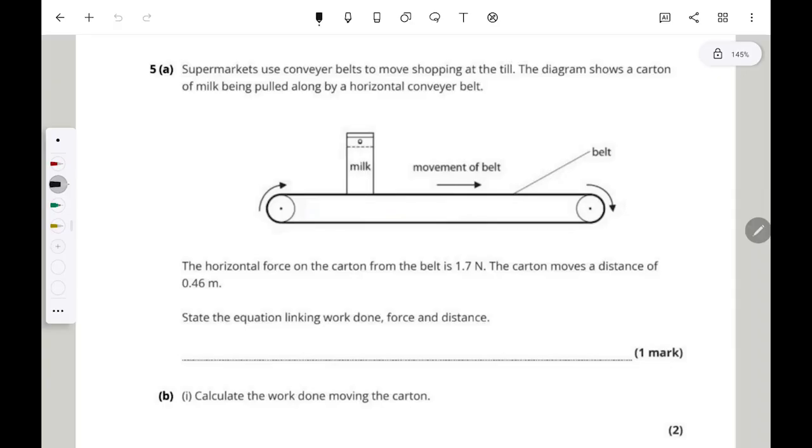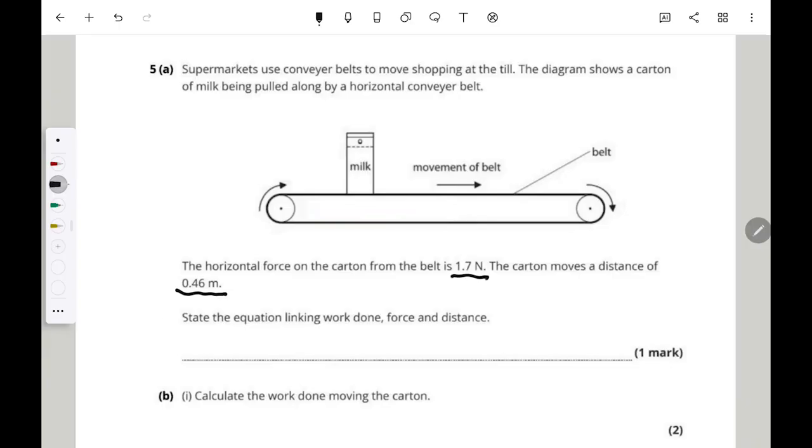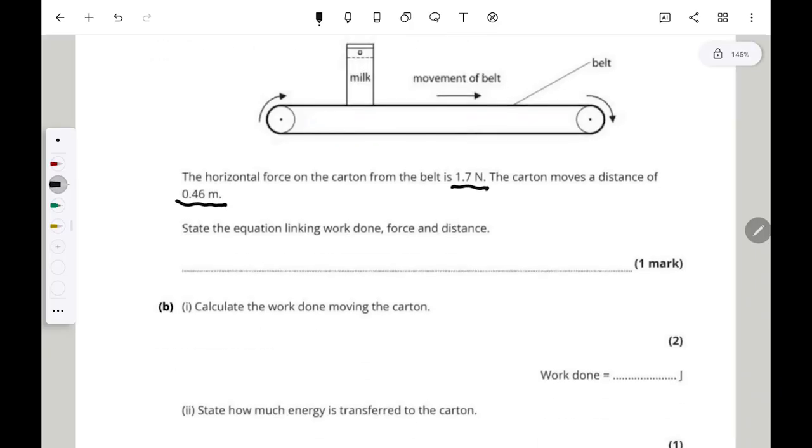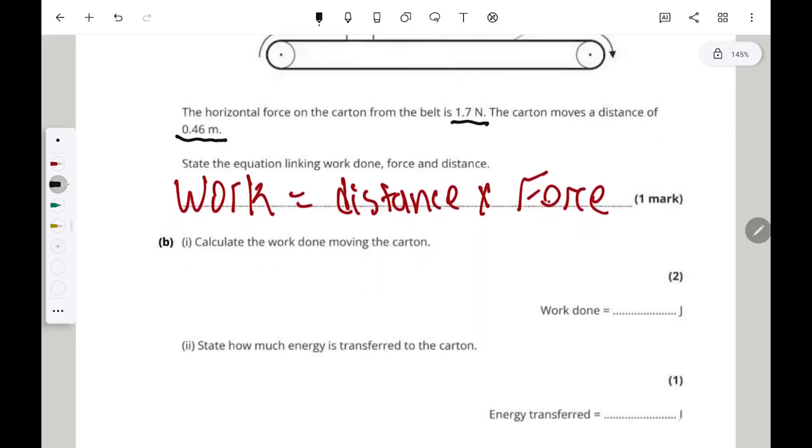We have that supermarkets use this device shape we have right here, which is the one that basically when you're going to pay, the roller thing that rolls on before you can beep the items. It just moves. It's telling you that it moved this carton of milk the distance of 0.49 meters, and it uses the force of 1.7 newtons to move it along. It's again a very, very simple problem. It asks you to write the equation of work one more time, and the equation says that work equals distance multiplied by force.